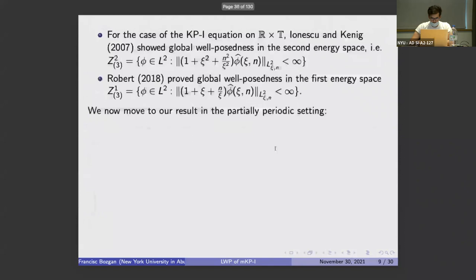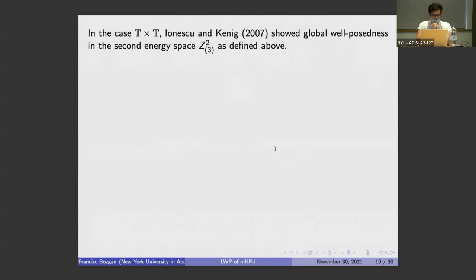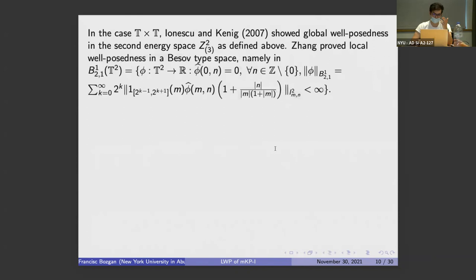The nonlinearity will actually change the estimates that I can use, the linear estimates, and then I'll actually have to take more smoothness in Y if I want to add that energy term as well. Okay, now for the fully periodic case, T cross T, Ionescu and Kenig in 2007 showed global well-posedness in the second energy space. Well, the second energy, as I told you, requires two derivatives in X and Y.